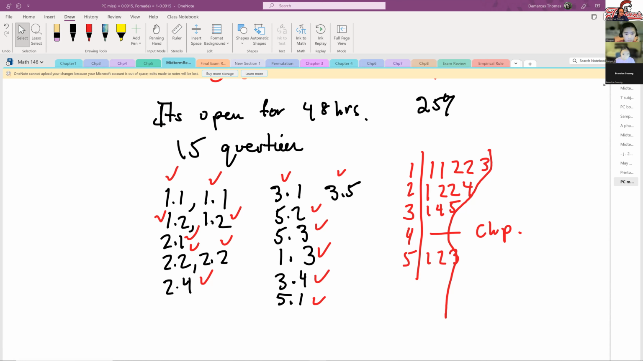As far as the time, there's going to be an abundance of time, 150 minutes. All right, that is 10 minutes per problem potentially on average, and that is just 2 hours and 30 minutes as well.